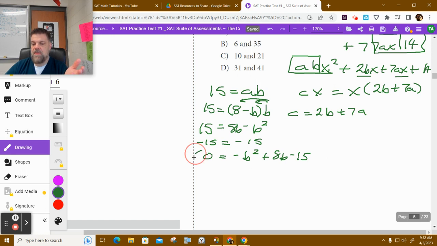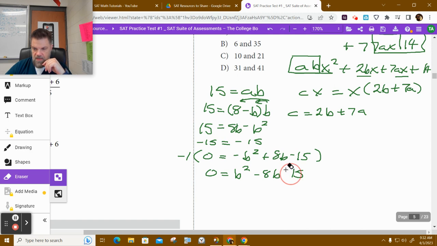Now, I want that b squared to be positive, so I'm going to take this whole thing and multiply it by negative 1. Negative 1 times 0 is still 0. Negative 1 times this is just going to change that to a positive. Negative 1 times this is just going to change that to a negative. Negative 1 times this is just going to change this to a positive.